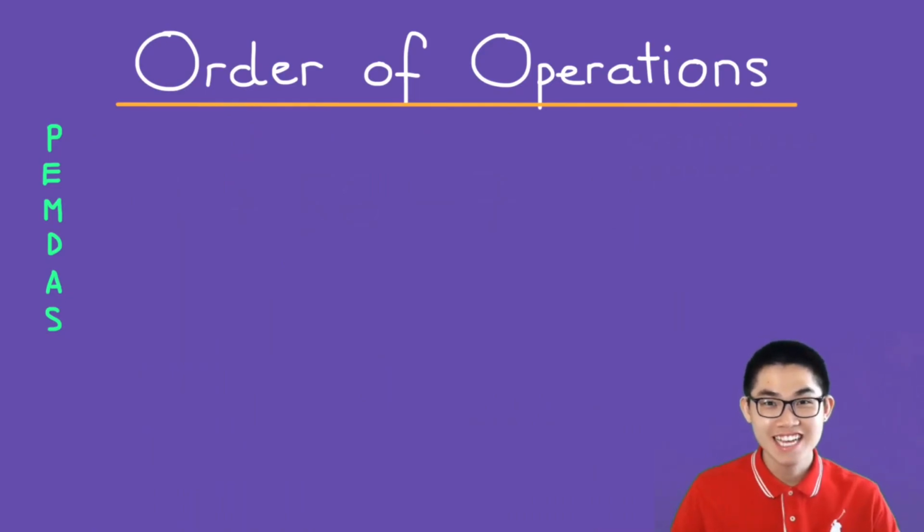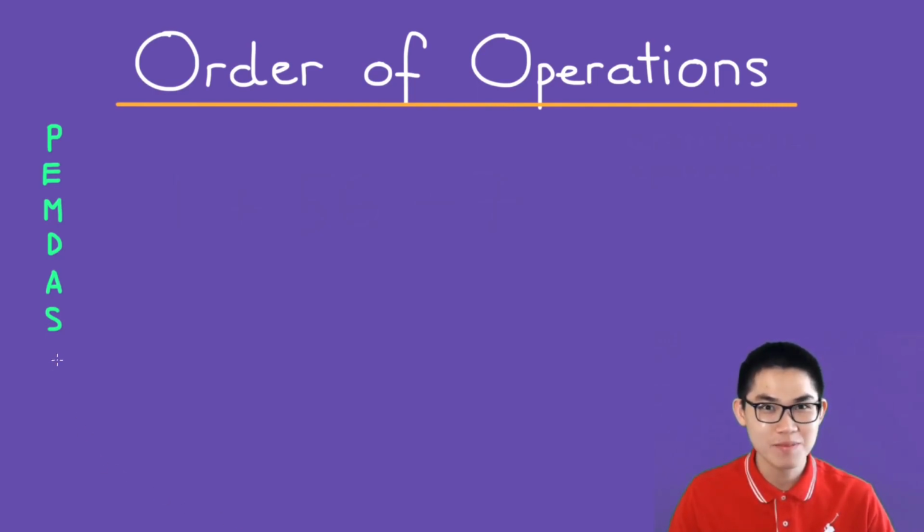Hi everyone! In this video, we're going to take a look at the order of operations. So you might have heard of the expression PEMDAS, and that's really important. P stands for parentheses, E for exponents, M for multiplication, D for division, A for addition, and S for subtraction. So go ahead and write it down and we'll do some examples.